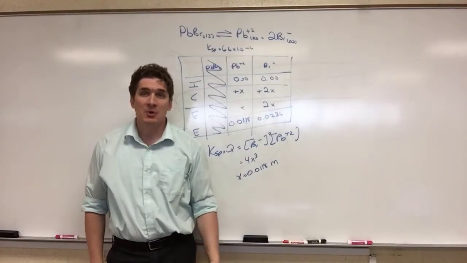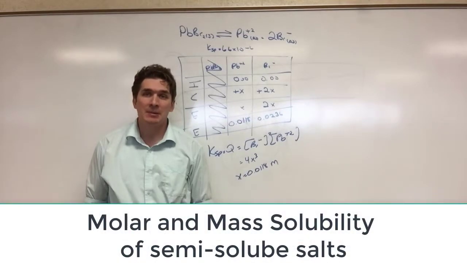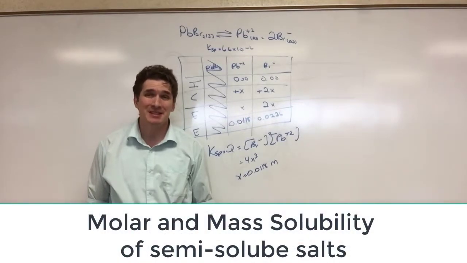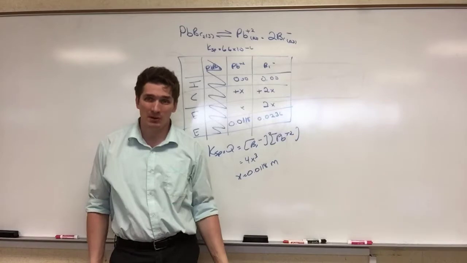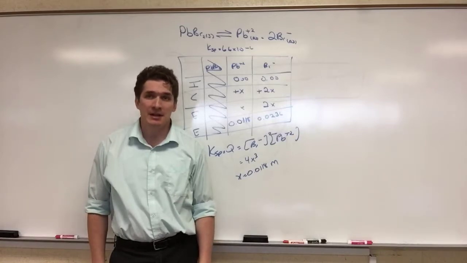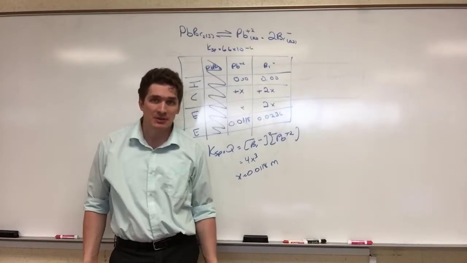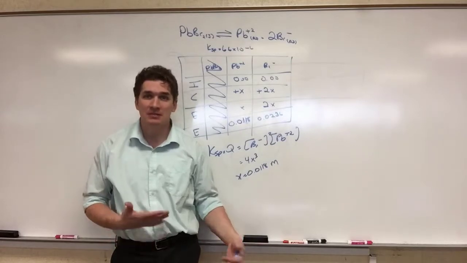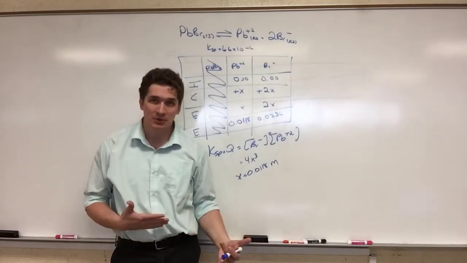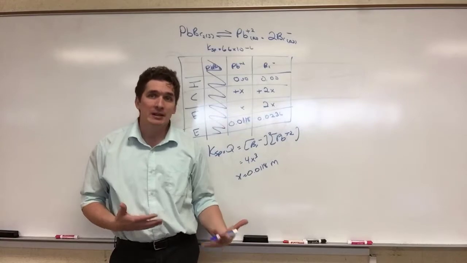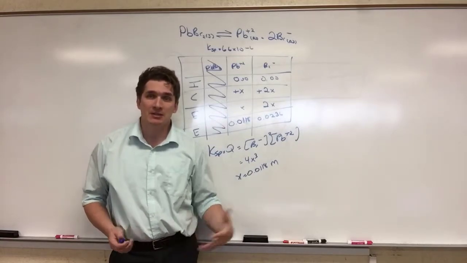Now in this video we're going to talk about molar and mass solubilities. The thing about molar and mass solubilities is it basically says we take a solid and we put it in water. And let's say we have an excess amount of the solid, so we end up with a saturated solution, meaning that the solid's there, but it's definitely dissolving and reprecipitating out. And we're at equilibrium concentrations of the ions in solution.